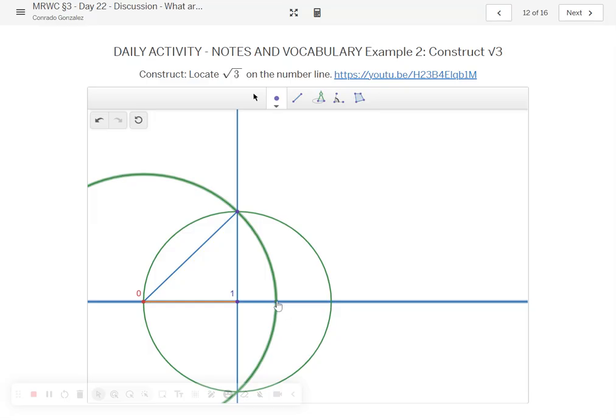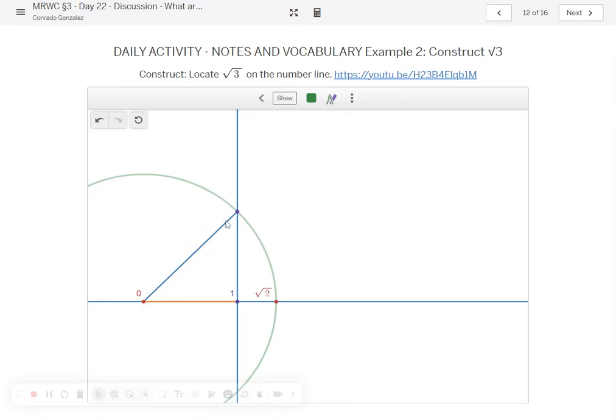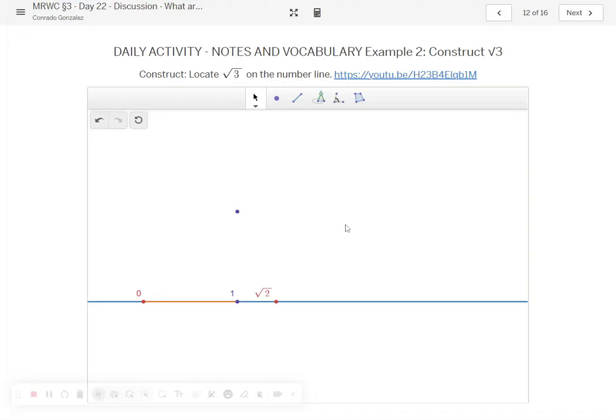So now I can create a point there, color it red, label it with backslash SQRT brace 2 brace, and then the square root of 2. So now I don't need to have these. I can hide these circles here, hide these segments. Okay, so now hide everything.